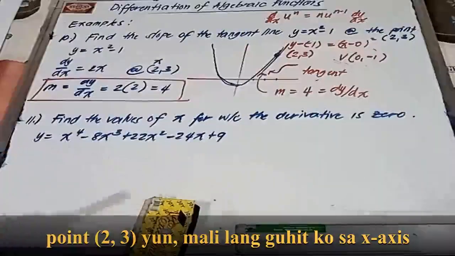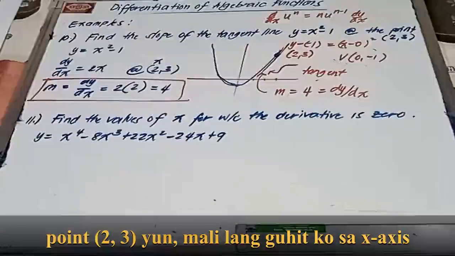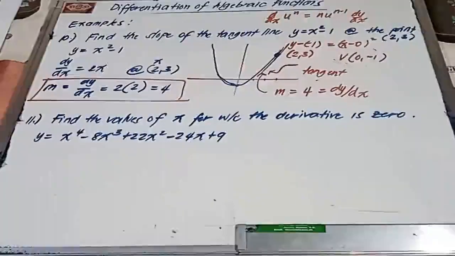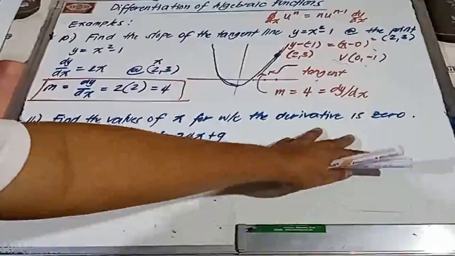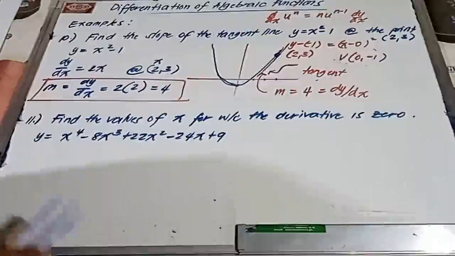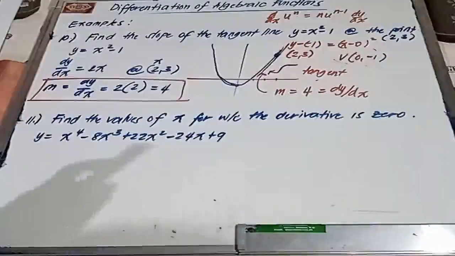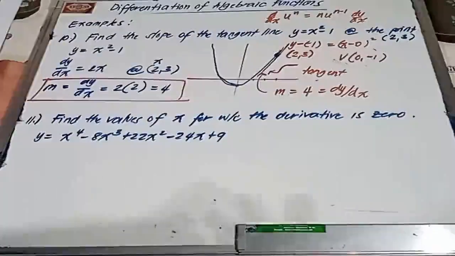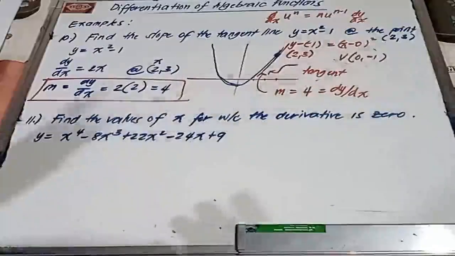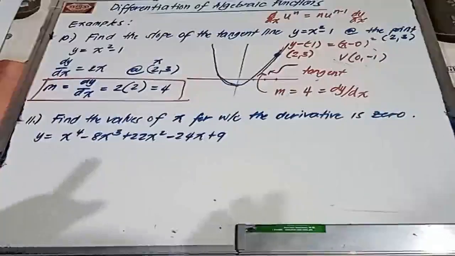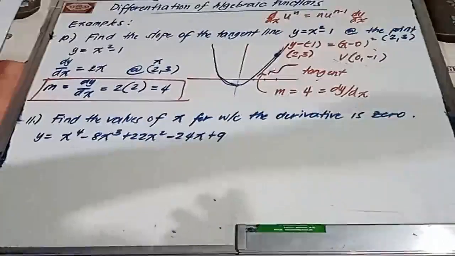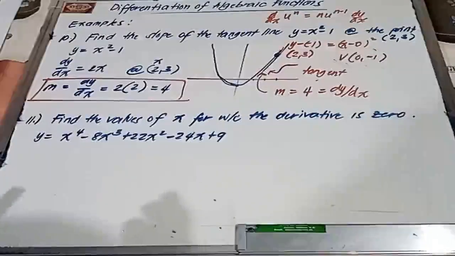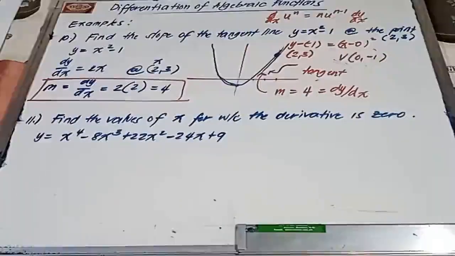Okay? Now, last example, number 11. Find the values of x for which the derivative is 0. Napakahalaga nito sa topic ng calculus natin, kasi kapag ang derivative is 0, doon nag-o-occur yung ating maximum at minimum point of the function. At napakaraming applications ng ating derivative when the derivative is equal to 0. Later on, I'm going to discuss that to you.